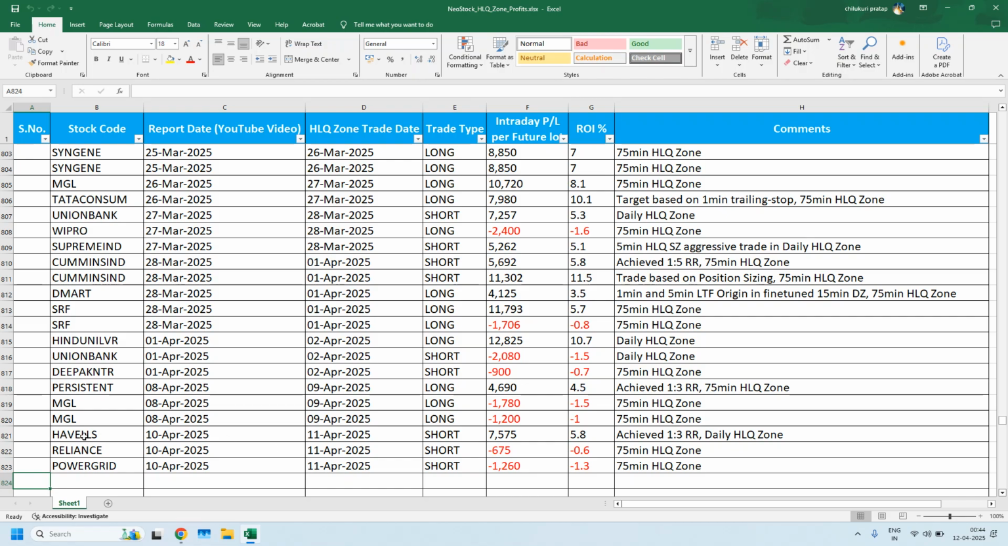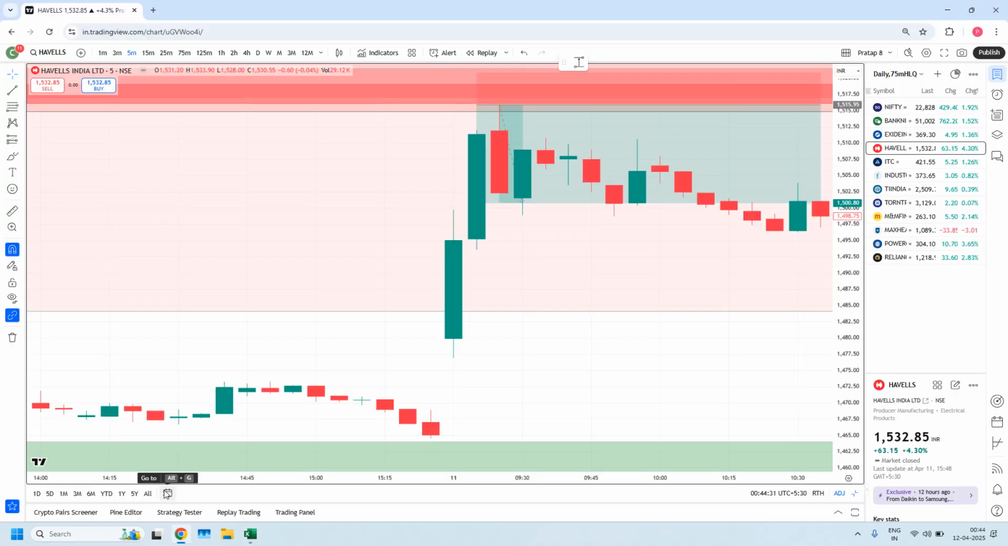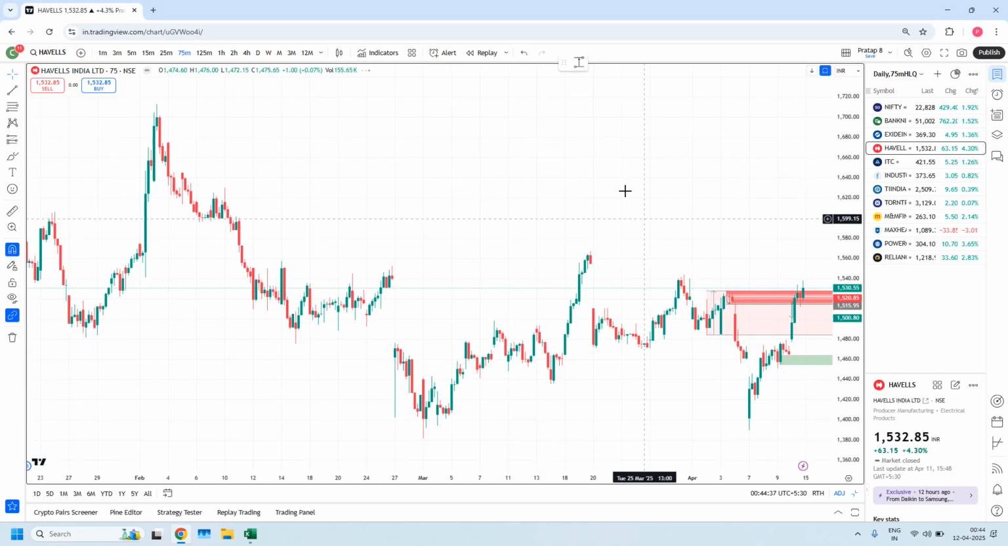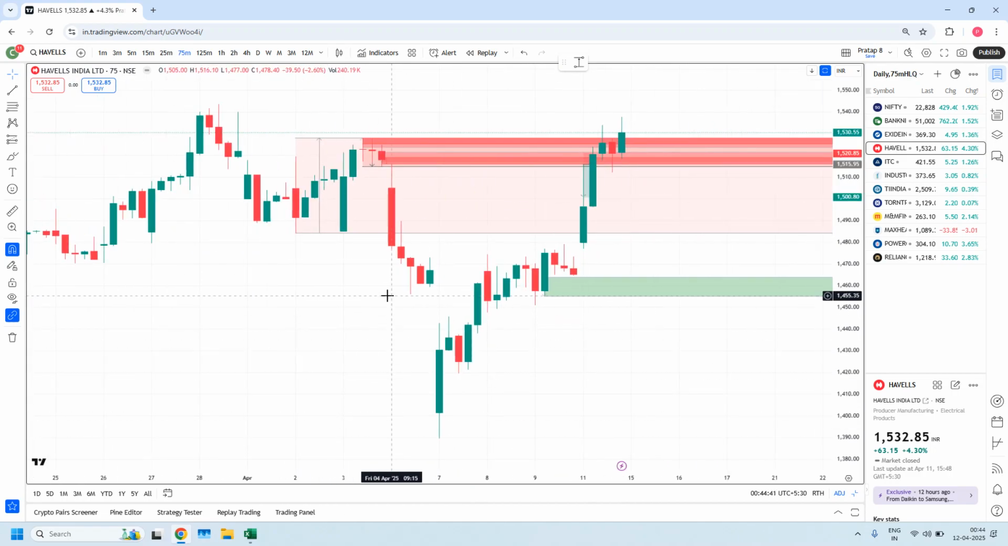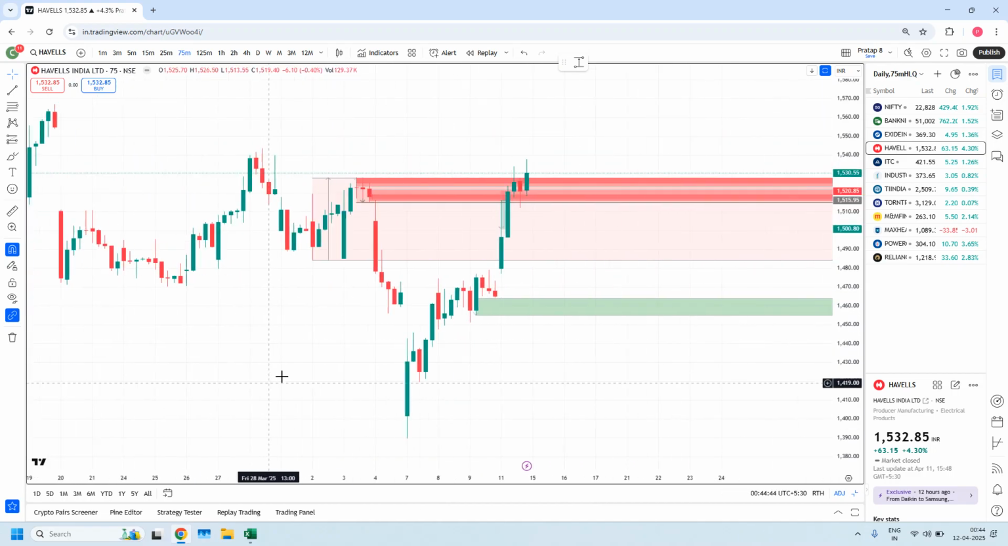I will show you in the chart, while explaining, how you would have booked with a loss. Okay, now let's get into this. Havells. Havells is a 75 minute high liquidity zone. Let me go to the 75 minute time frame. How did our software identify this zone?